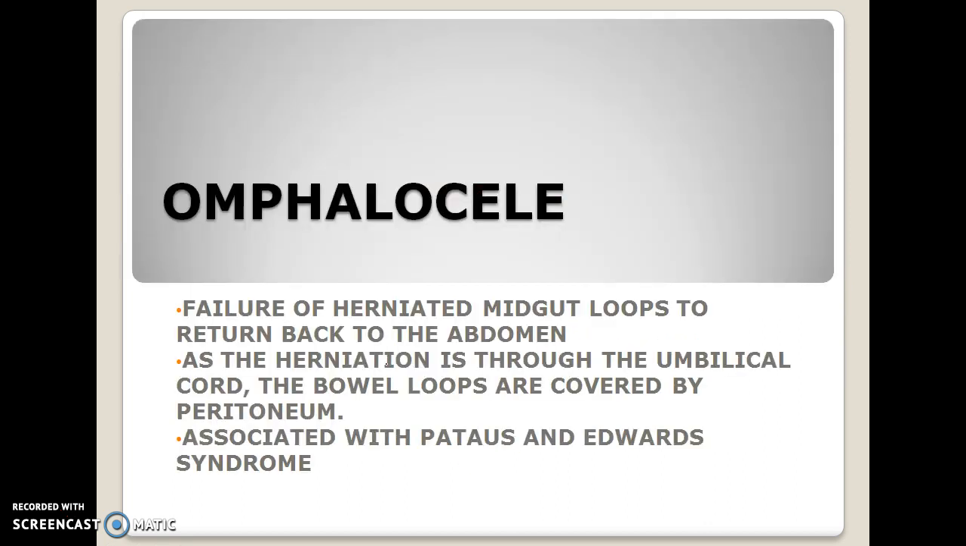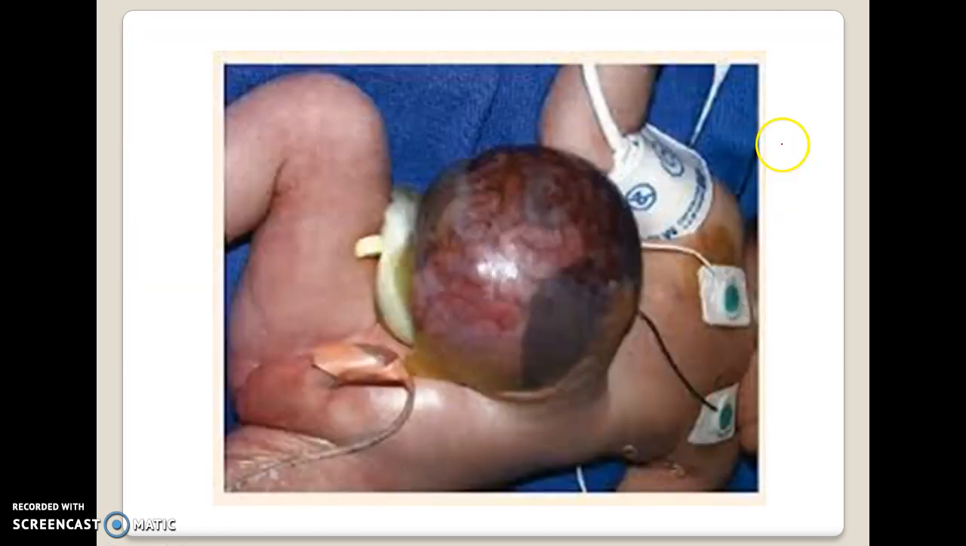The second one is omphalocele. In omphalocele, what is happening is the herniated midgut loops are not going back. During development, the loops herniate outside. It's like this. Assume this is the abdominal cavity and this is the umbilical cord, and this is the head end of the fetus.